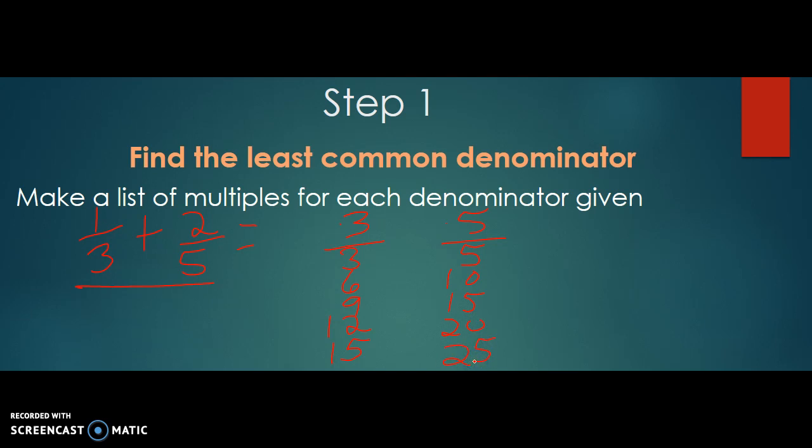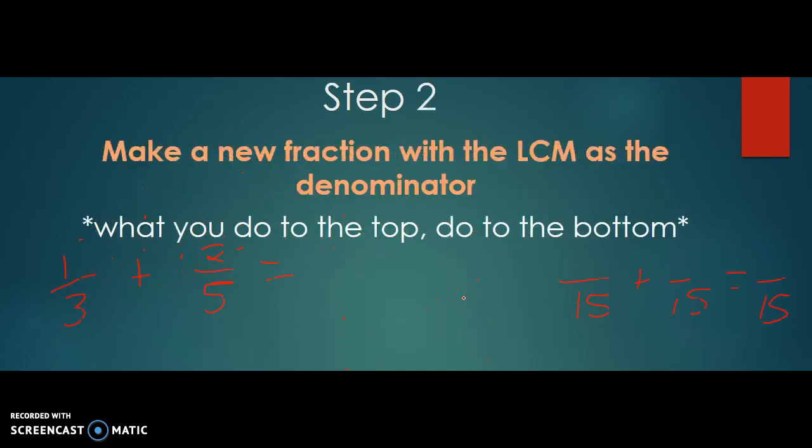Okay? Now that I have my list for both denominators, I'm looking for the least common. Least means smallest, common means the same or in both lists. So what number do you see in both lists? 15. And they are the smallest that I have in common. So my new denominator is going to be 15.